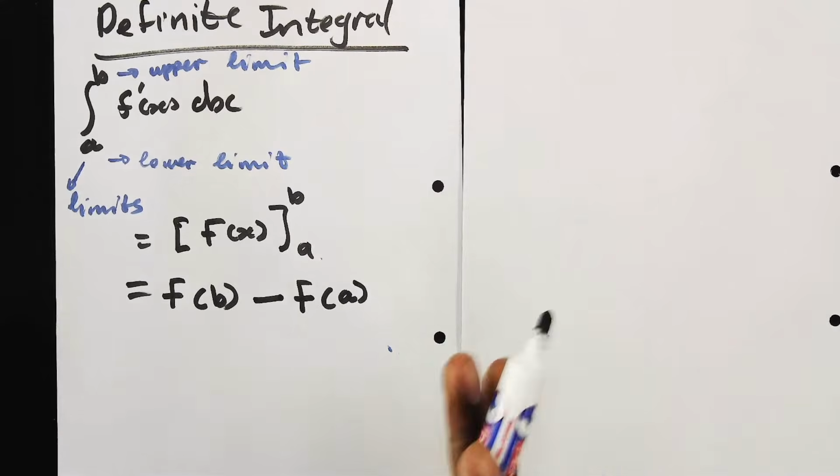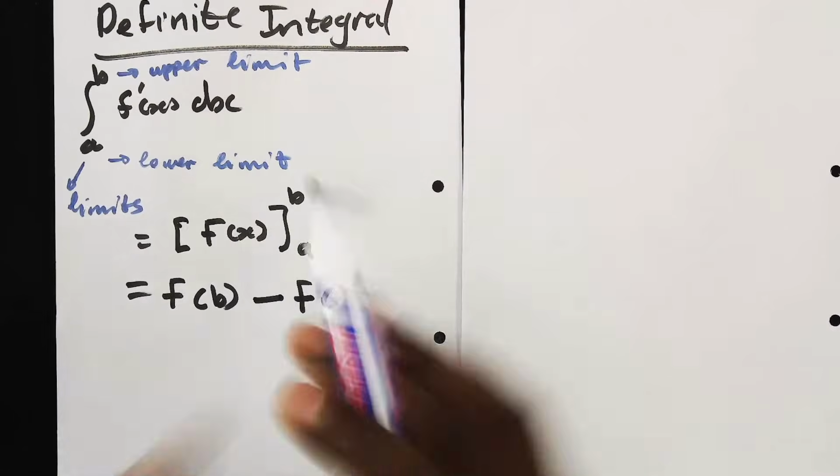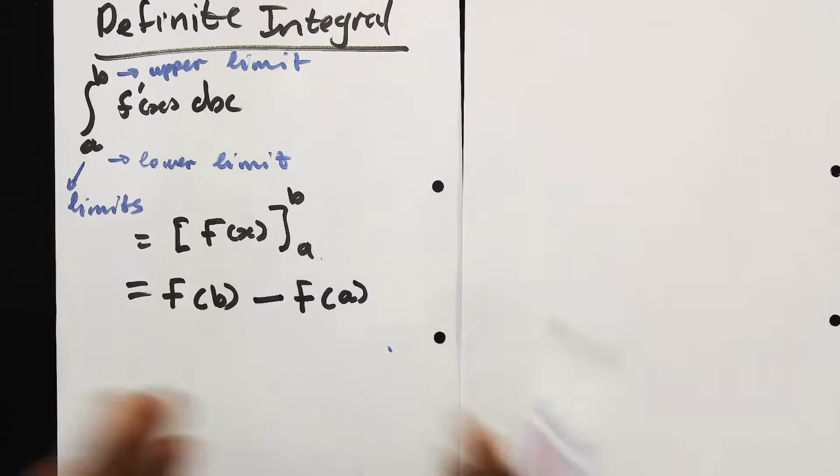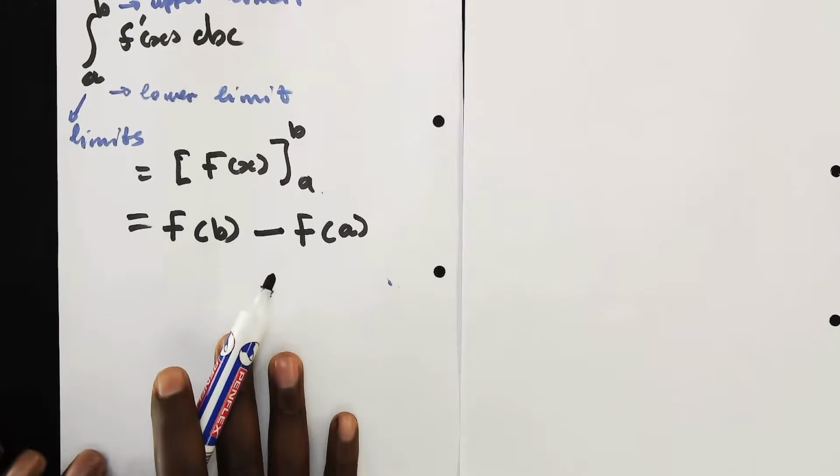The constant will always subtract each other. If we had a plus c here, it will be in brackets, therefore minus c plus c, which is 0. So the constants eliminate each other, except the functions when you subtract. Okay, hope that is clear.